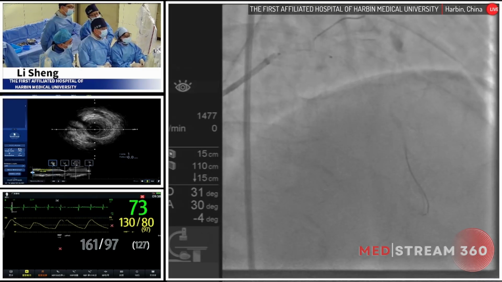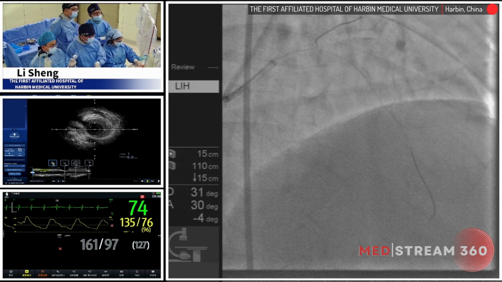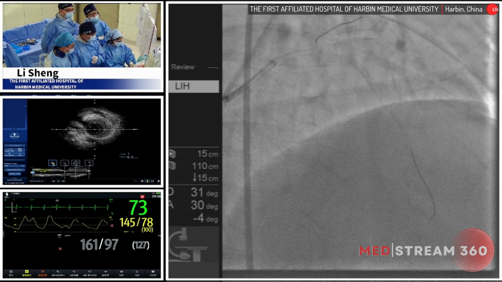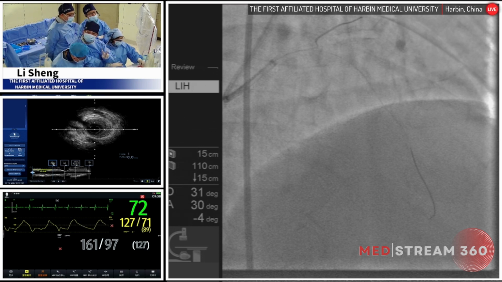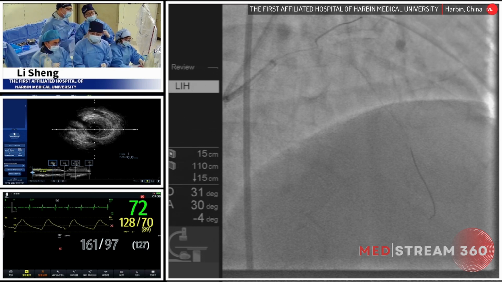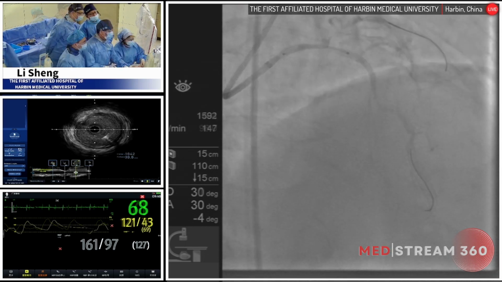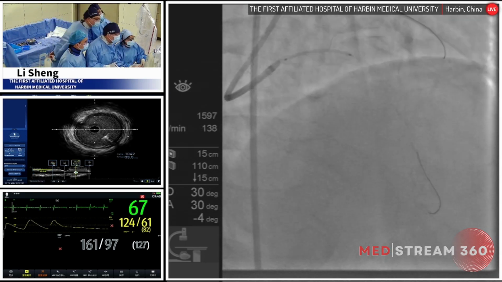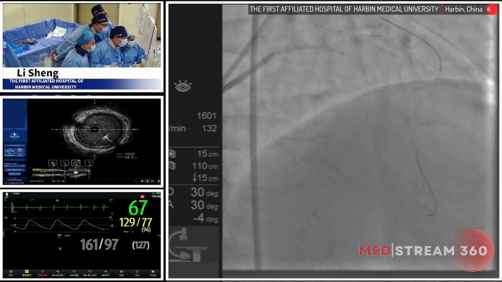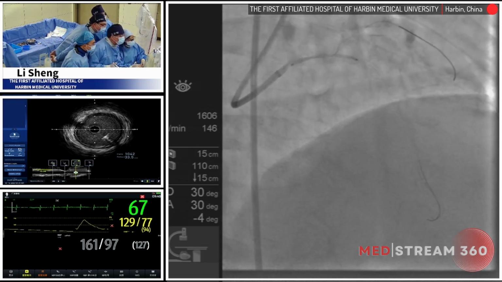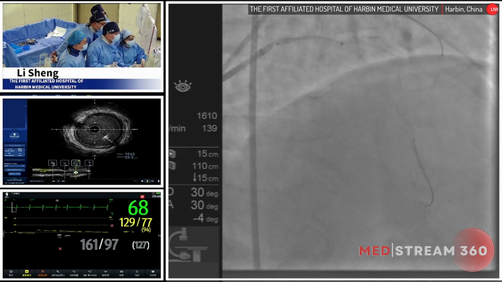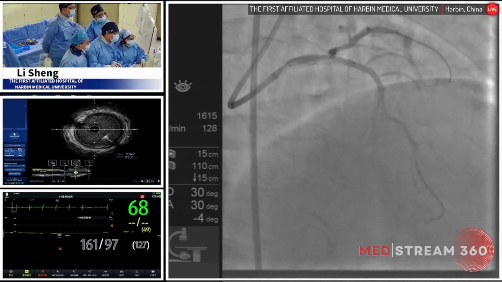3.0, 3.5. So for the second stent, 3.5 by 20, we have to carry it from the proximal LAD to the distal left main. So those two stents have to overlap a little bit. Yeah, a 2 millimeter overlap. Okay, test the overlap. No, maybe a little bit further. Okay, proximal okay.